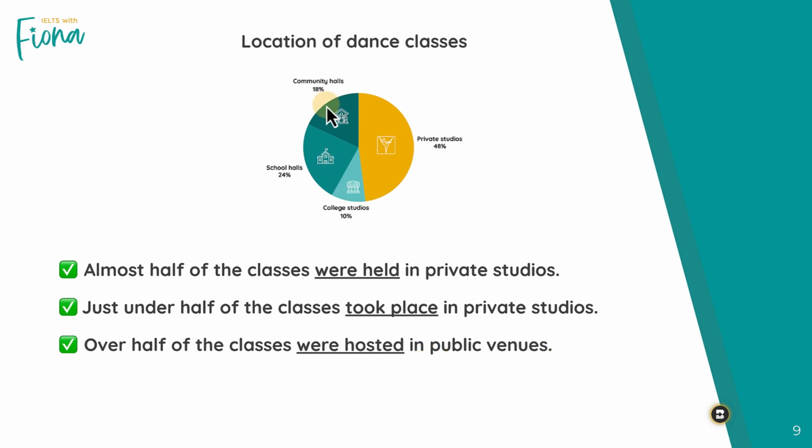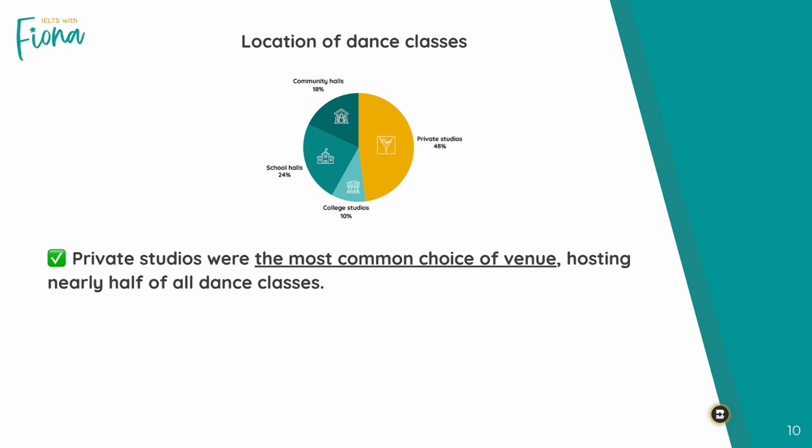So I've grouped there community halls, school halls, college studios. It's almost half when you add them together. So just over half were hosted in public venues, whereas the other half were hosted in private studios.